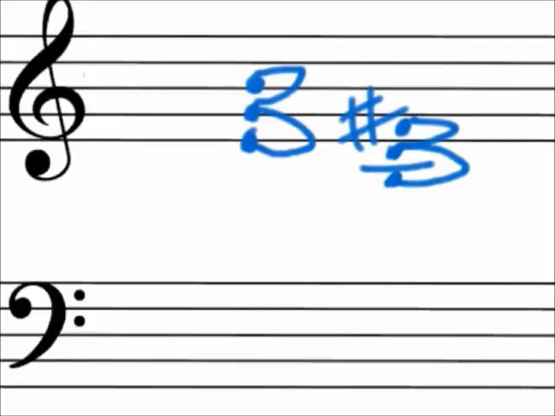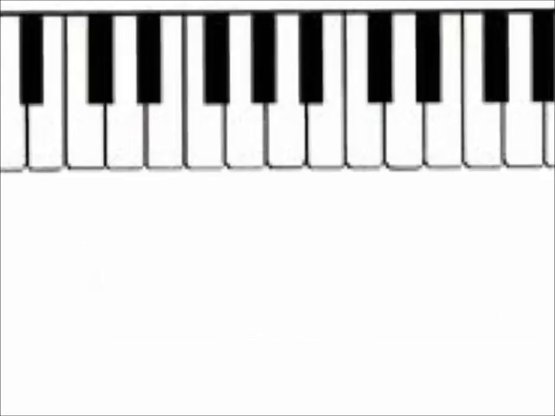Let's move on to diminished triads. Just a quick review before we get into diminished triads. We've done major triads where the bottom interval is a major third, the top interval is a minor third. We've done minor triads where the bottom interval is a minor third, the top interval is a major third. And now we're going to do diminished triads where the bottom third is diminished and the top third is diminished. Diminished means to make something smaller. So that's how this is named.